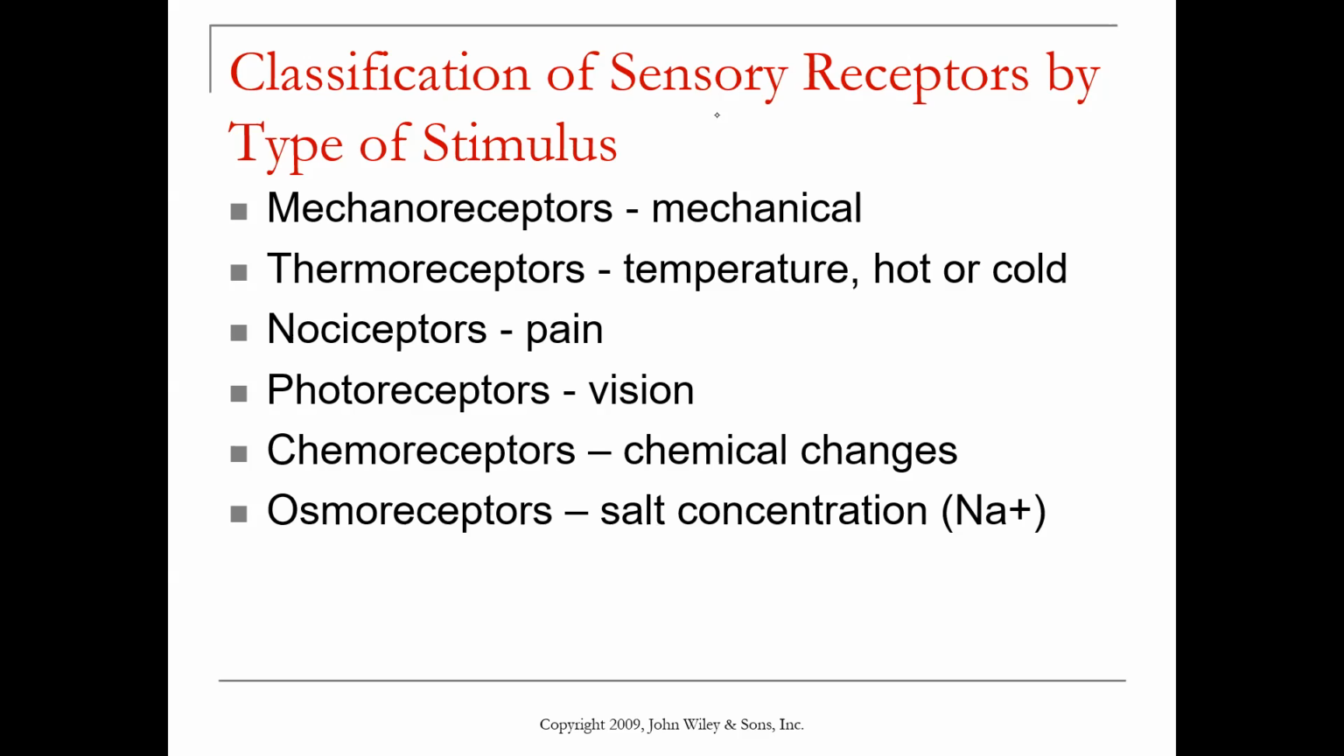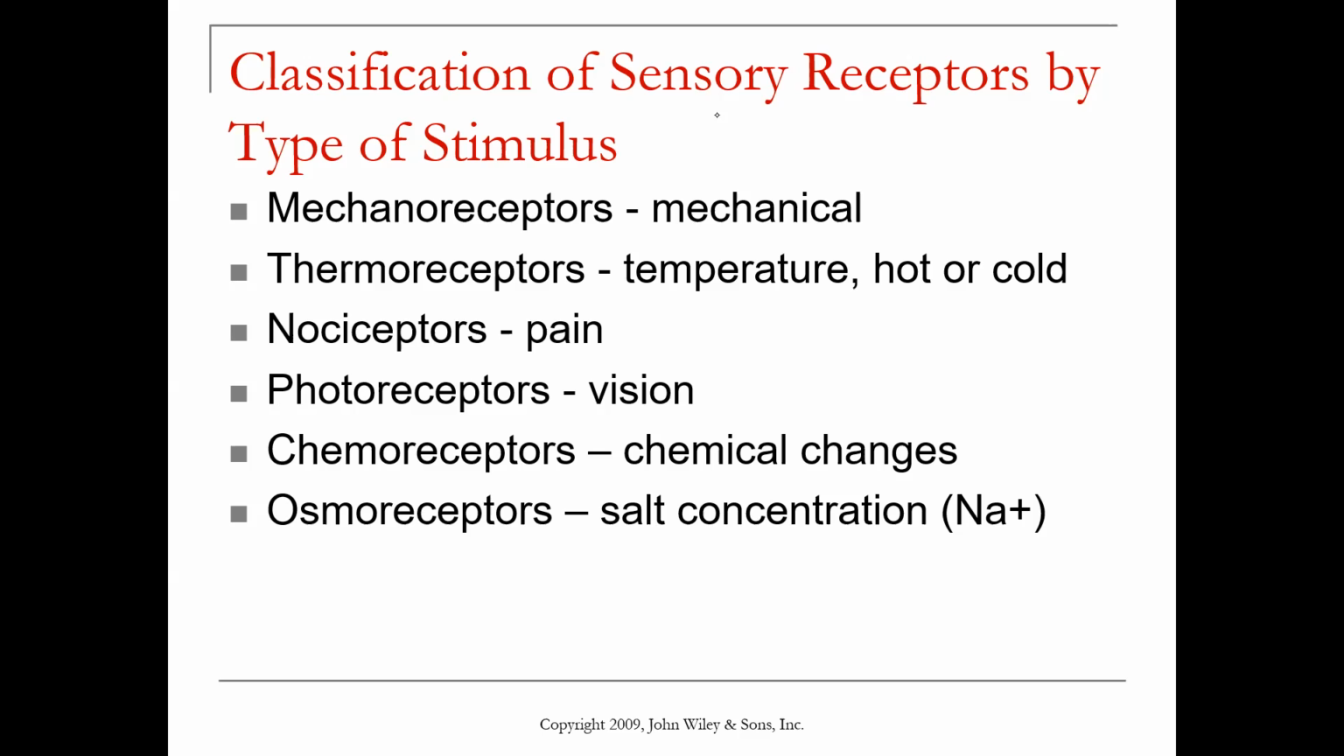Thermoreceptors respond to heat and cold. Nociceptors are pain receptors. So we can respond to pain. We respond to internal pain, visceral pain, and we respond to external pain. Photoreceptors, only in our eyeballs, respond to vision, light rays hitting the eyeball.